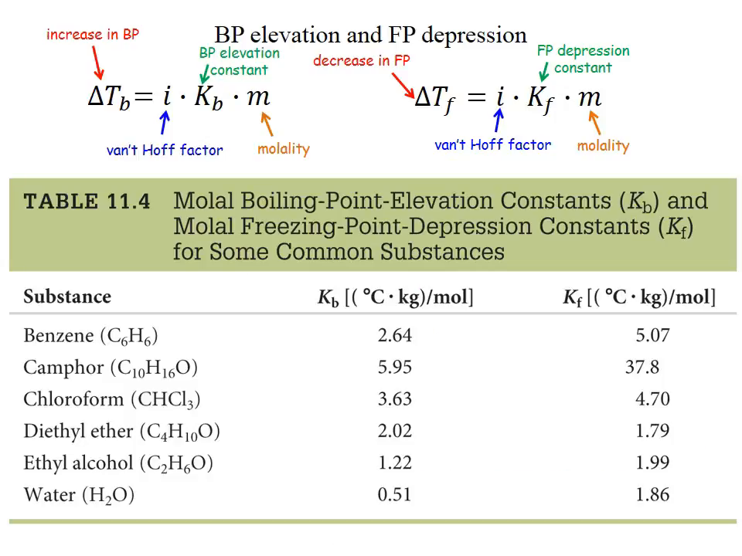This is a table of boiling point elevation and freezing point depression constants for different solvents. You would have these available to you if you needed to do some calculations involving them. Notice that the units are degrees Celsius kilogram per mole. That's because delta T is going to be in degrees Celsius, and of course molality is moles per kilogram, and so that's why moles and kilograms are also in those units. Those should cancel out to give you the correct units when you do the calculation. We'll do some examples in a minute.